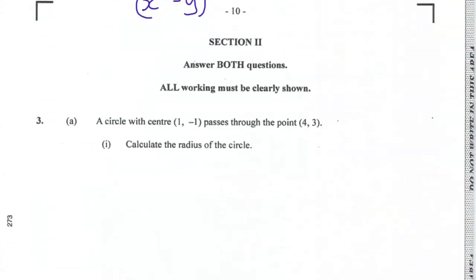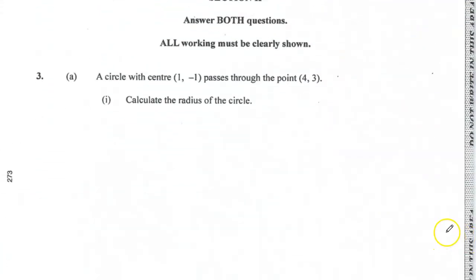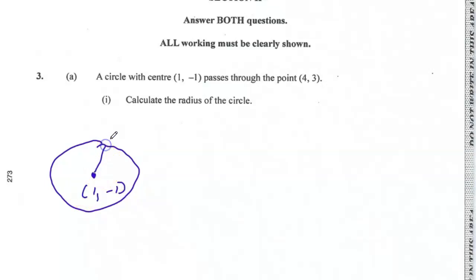Let's move on to question 3. A circle with center 1, -1 passes through the point 4, 3. Calculate the radius of the circle. Let's do a little sketch. So we have a circle. The center of the circle is 1, -1. And there's a point the circle passes through. Let's call this point 4, 3. So the radius will be the length.